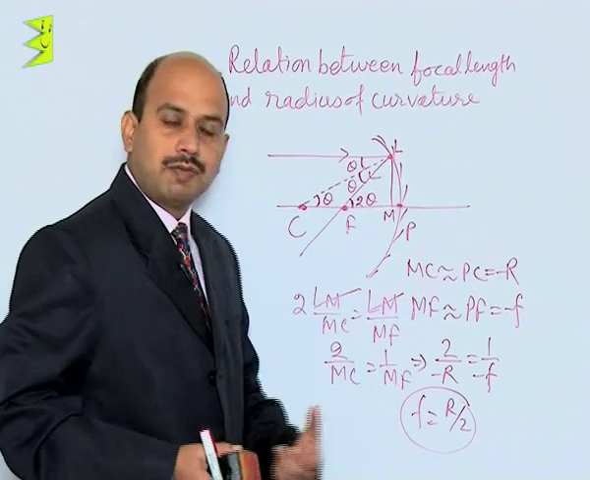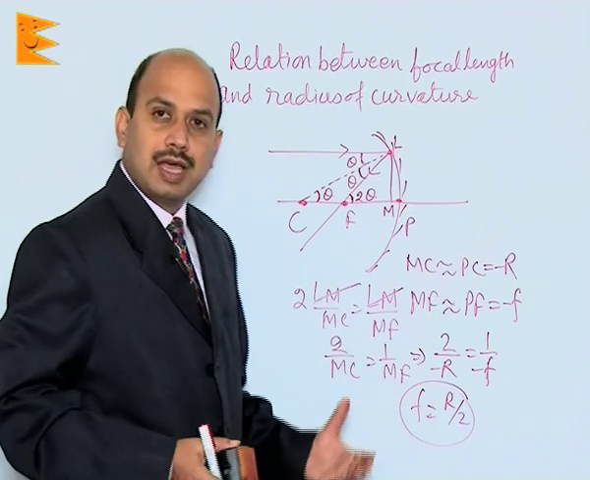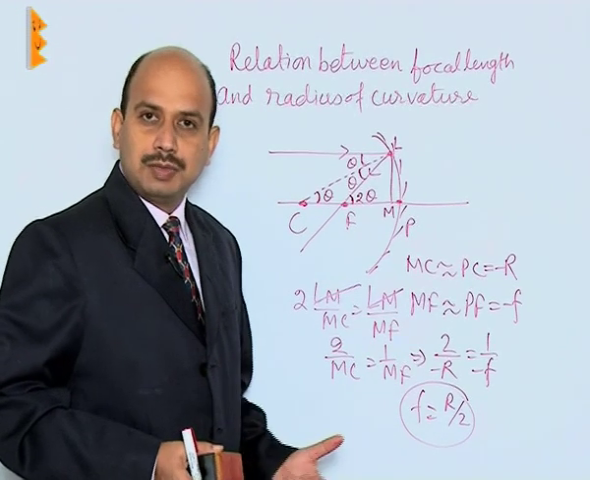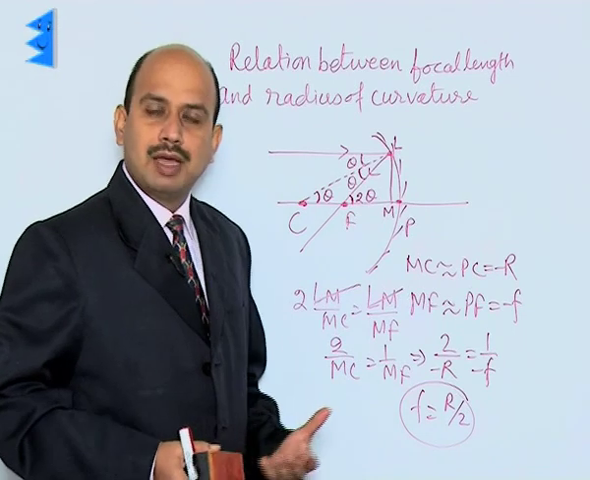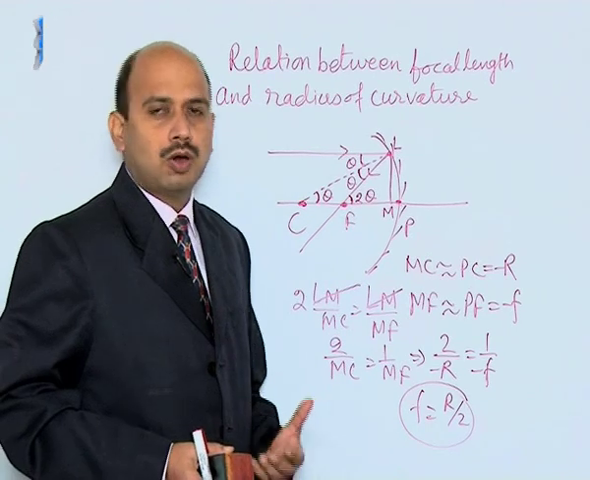So, this is the relation between the focal length and radius of curvature. It means the radius of curvature is twice the focal length, and the same formula can be derived for the convex mirror also. So, in the exam it can be asked either way, that means it may be for a concave mirror or a convex mirror.